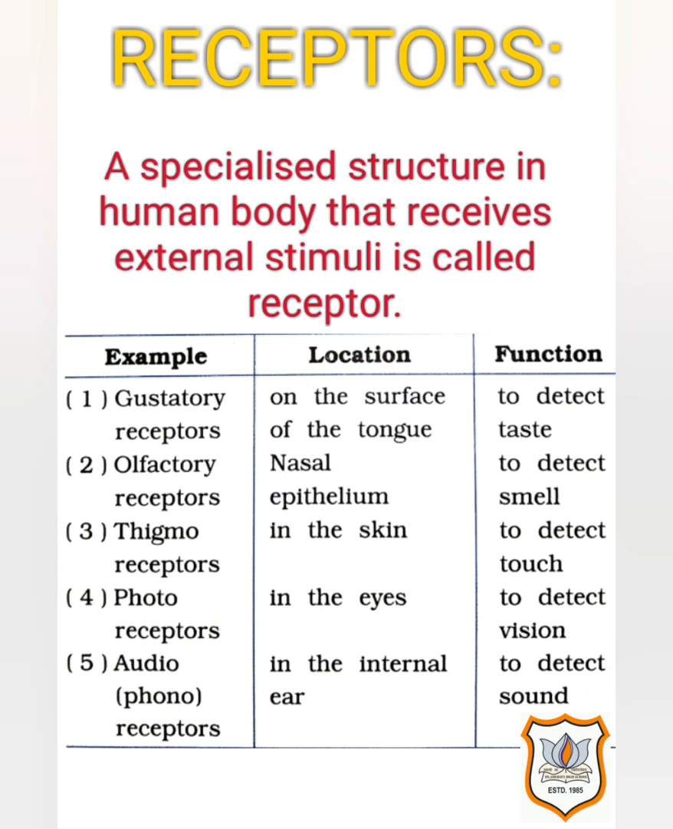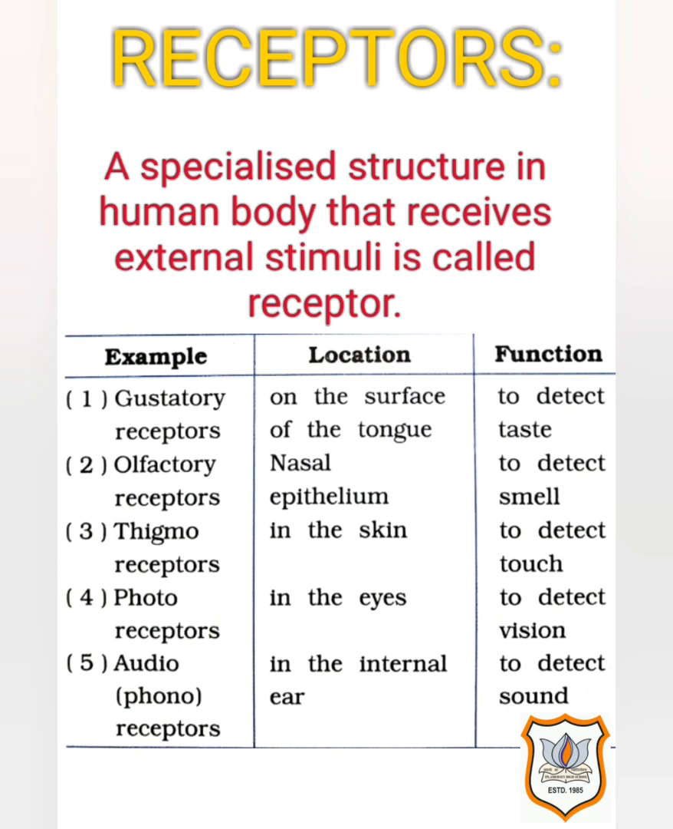A specialized structure in the human body that receives external stimuli is called a receptor. These receptors are located in our sense organs, and the types of receptors are as follows. For example, gustatory receptors, located on the surface of the tongue and used to taste. Then olfactory receptors, located in the nasal epithelium, and their function is to smell.